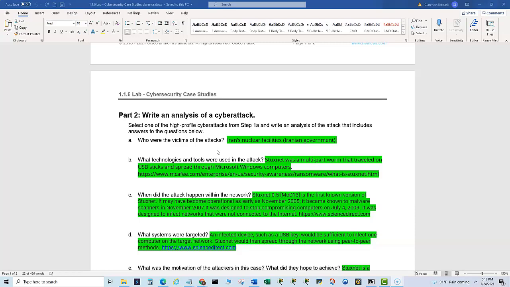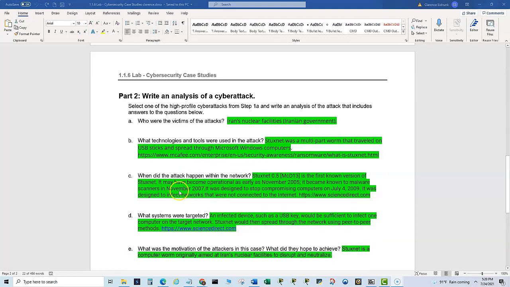What technologies and tools were used in this attack? Well, when you read through the story, you see that a USB was infected with a worm, and this worm was let loose on computers within the Iranian government. When did the attack happen? It has dates here when it actually happened, 2005, 2007, but when it was really discovered and they started talking about it, that's when stuff started coming out in 2009 to prevent it from happening. But you can go in like you did and read through this information.